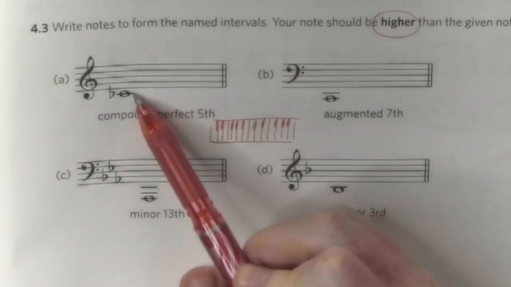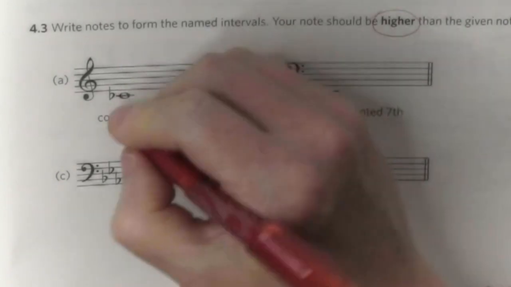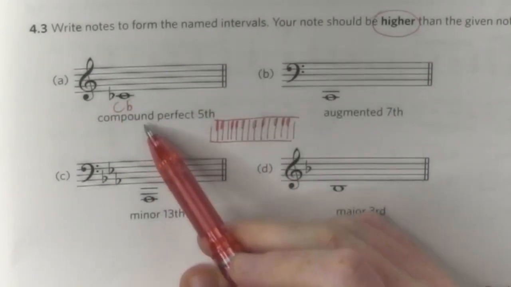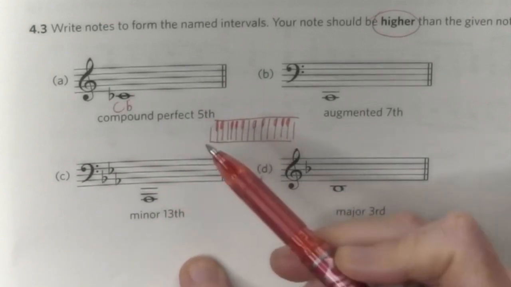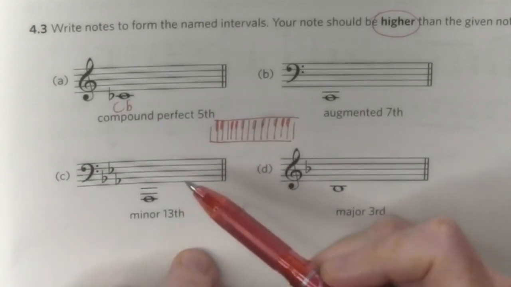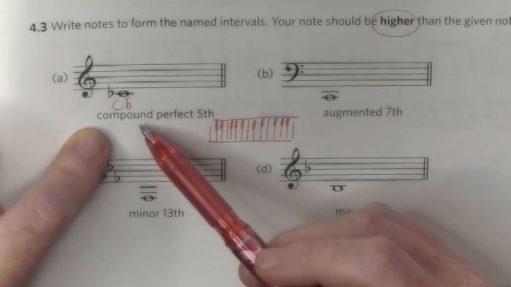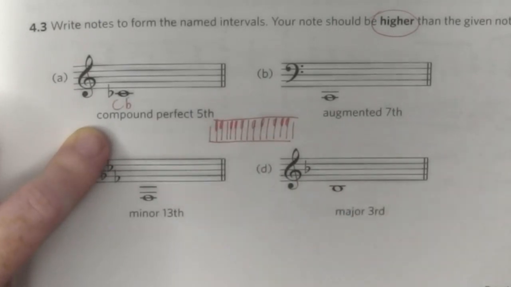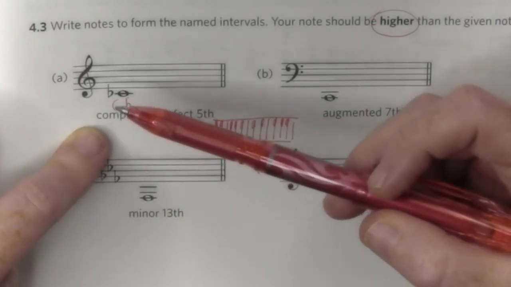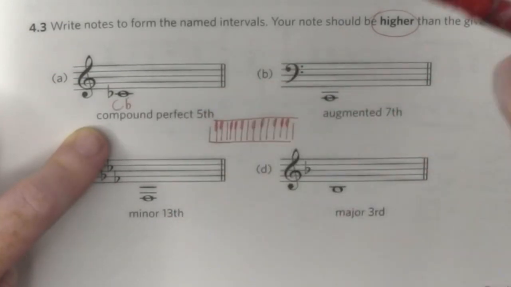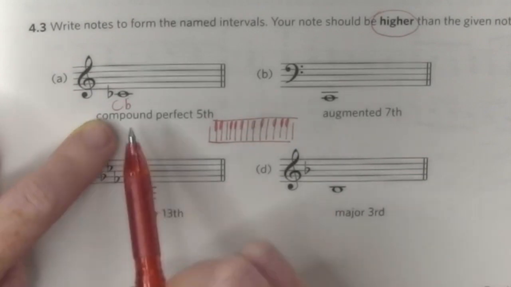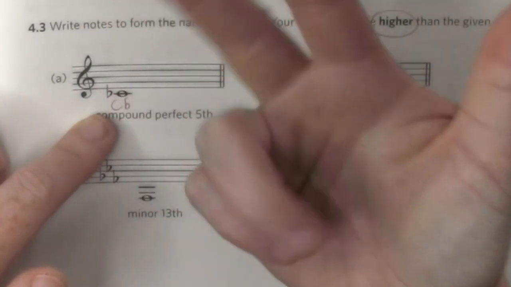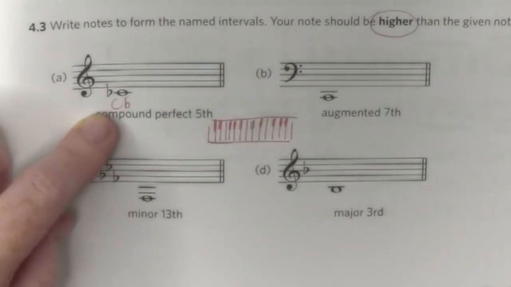This is in treble clef, do flat. We need to write a compound perfect fifth. Now, initially we can exclude the compound interval and we can make it simple. After making it simple, we raise it up by an octave. Do flat, a fifth, do, re, mi, fa, sol. We need to write a G.